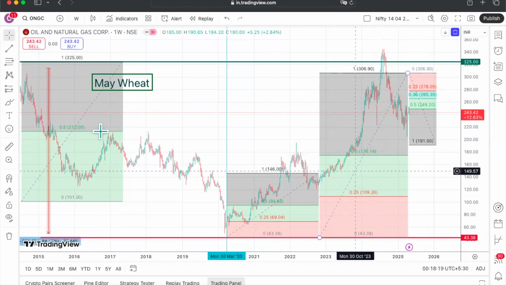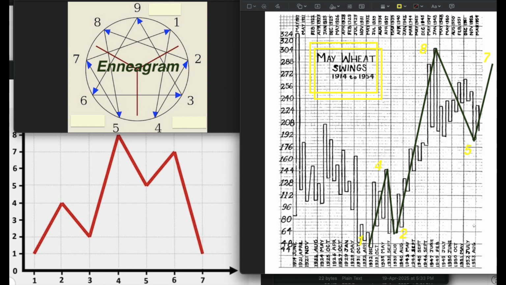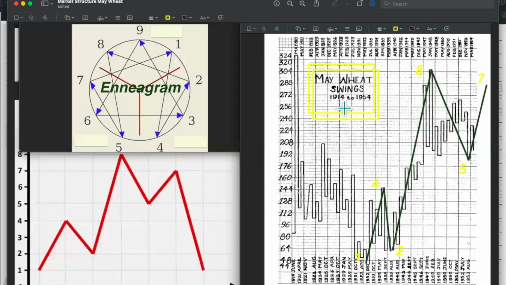And again, we can see how the price movements have been coming in terms of the Enneagram. So this is how the structure of the market is. We have May wheat, which is being shown in terms of swings. And this is the Enneagram. We know the Enneagram is moving from 1, 4, 2, 8, 5, 7. This is how the structure has been shown in terms of time and price, both of them.